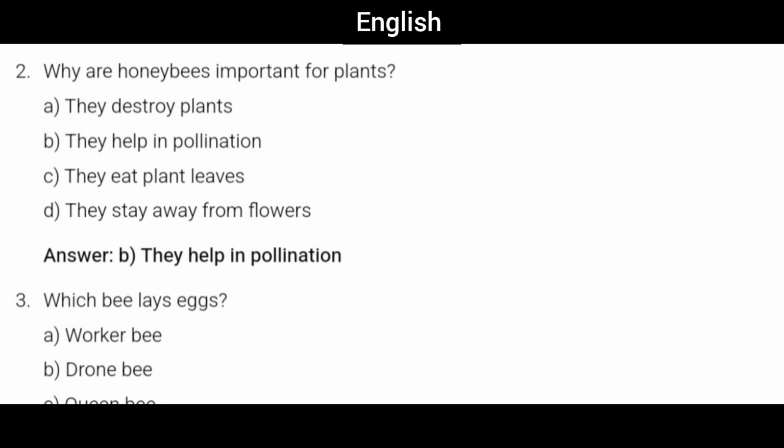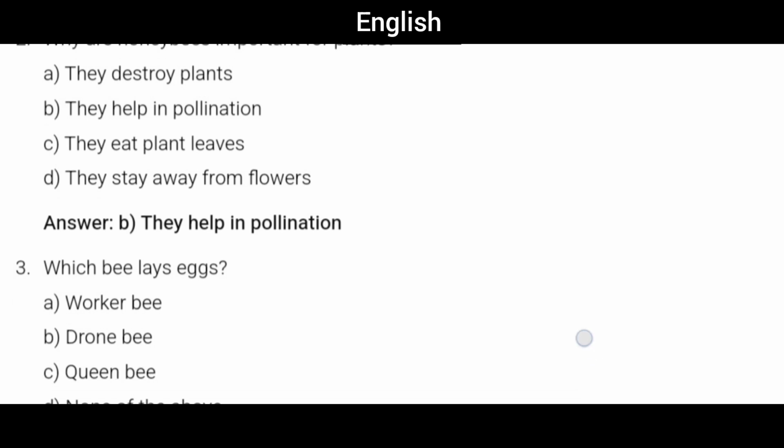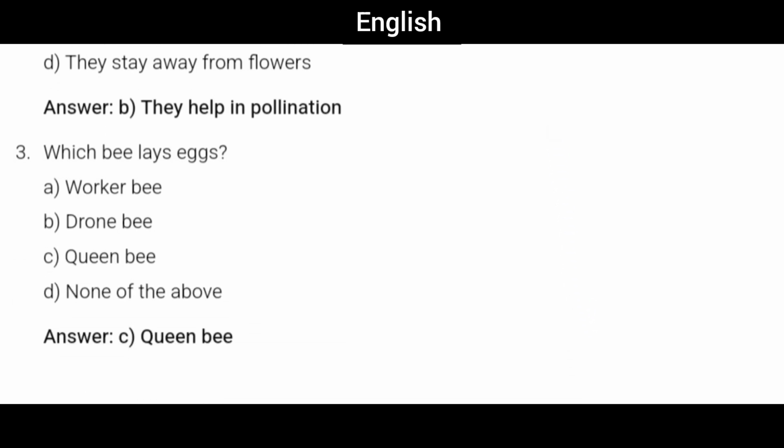Why are honey bees important for plants? They destroy the plant? No. They help in pollination? Of course, yes. They eat plant leaves? No. They stay away from flowers? No. So the correct answer here is they help in pollination. Now, which bee lays eggs? Already you have seen in the passage, it is the queen who lays the egg.